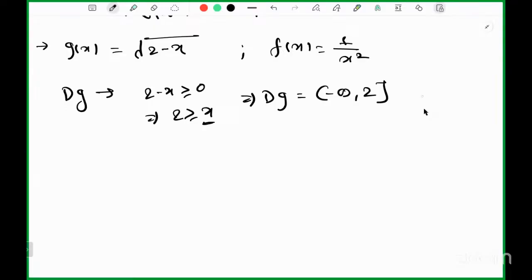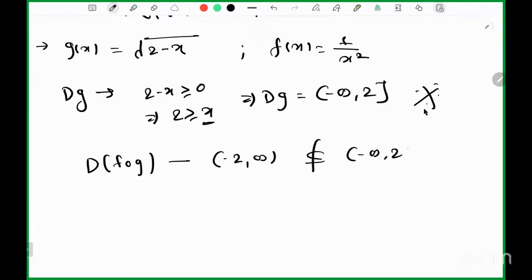So obviously this option is incorrect, because the domain of f composition g is given to be the open interval minus 2 to infinity, which is not a subset of minus infinity to 2. Okay, so that's why this option is incorrect. The first option is actually correct, which I have told is correct. So this is incorrect.